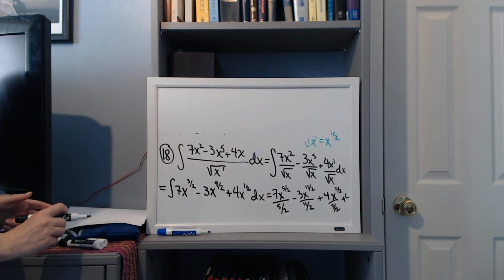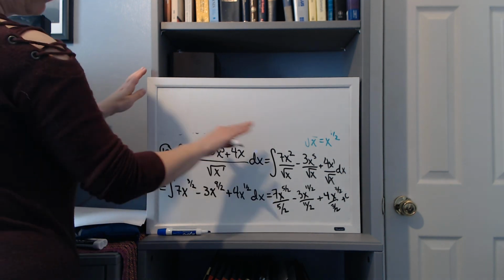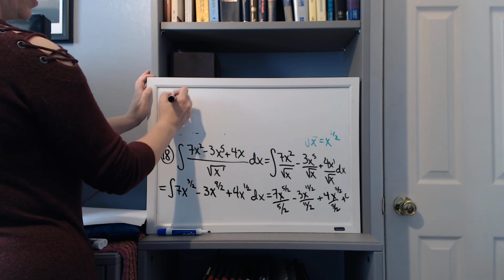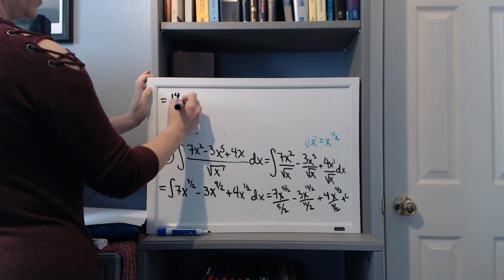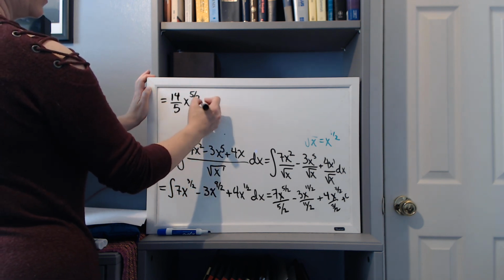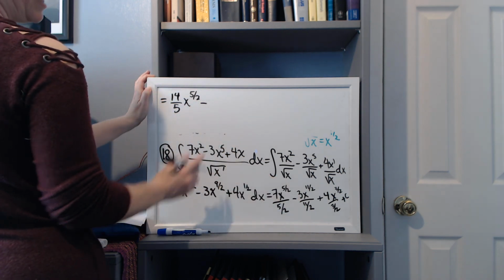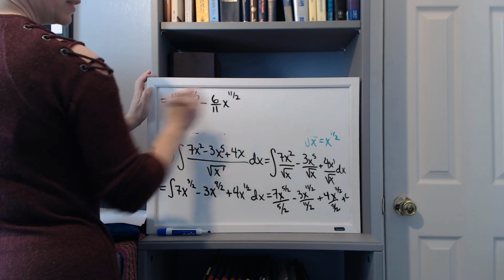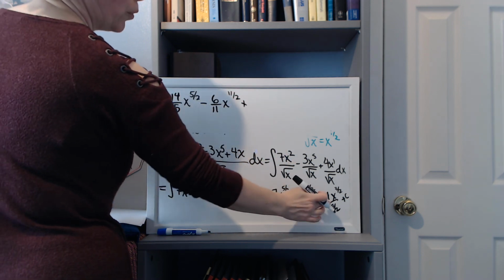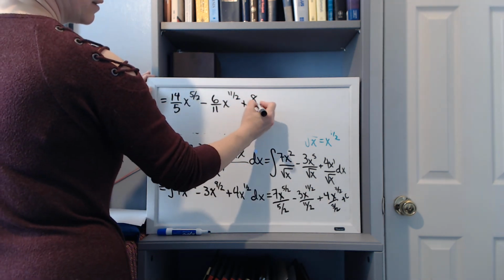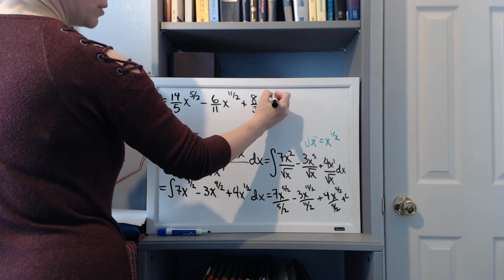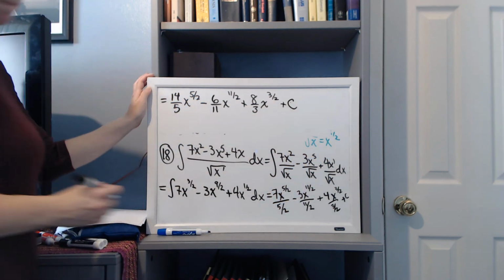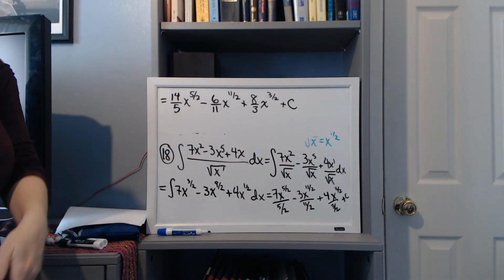And all of those fractions in the denominator, we can invert and multiply. So 7 over 5/2 will become 14 over 5, x to the 5/2. 3 over 11/2 will give us 6/11, x to the 11/2. And then 4 over 3/2 will give us 8/3, x to the 3/2 plus c. And that's it, the end of our examples.